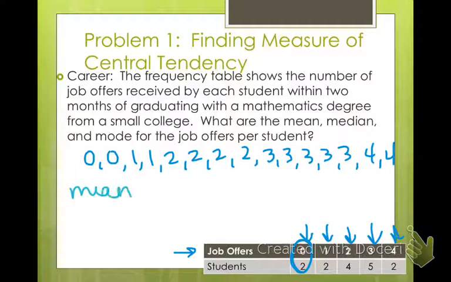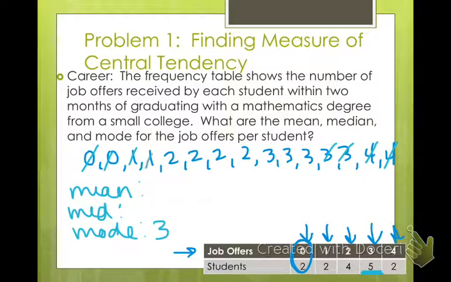So let's see, I'm just going to write them down here. Mean, median, mode. It doesn't ask for the range. The easiest one to figure out is the mode. There are 5 students who received 3 job offers. That one's the most, so we have a 3 here. To find the median, you cross off the ends until you get to where you're in the middle. Just don't forget which side you're on. And then we're left with a 2 as our median.